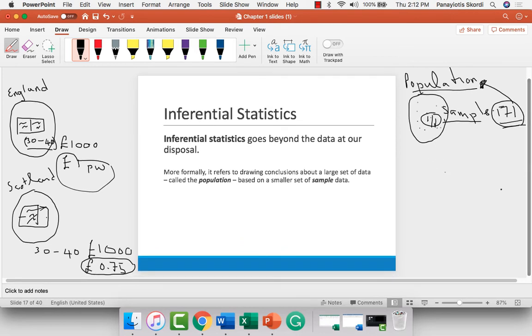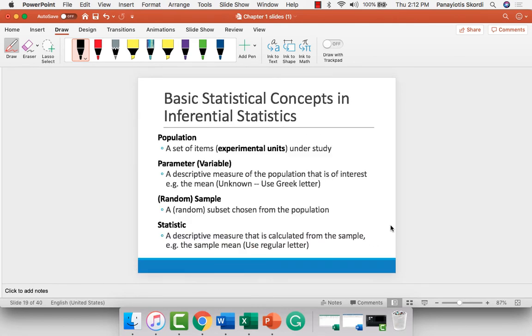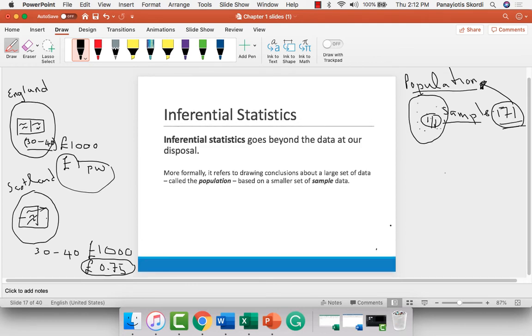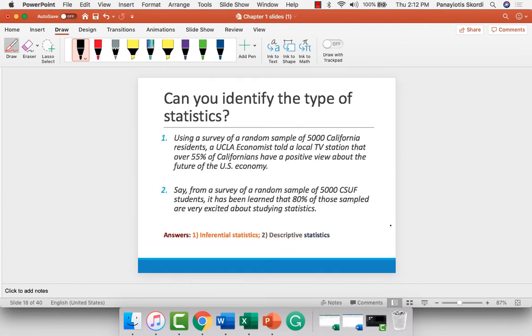So let's move on to an example. Okay, here's an example here. Using a survey of a random sample of 5,000 California residents, a UCLA economist told a local TV station that over 55% of Californians, all Californians, have a positive view about the future of the US economy.